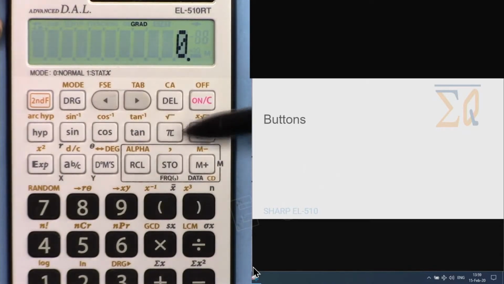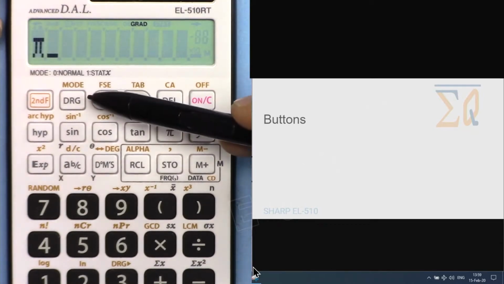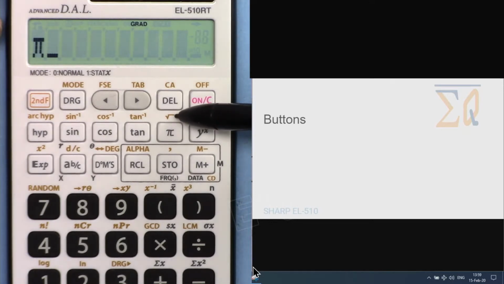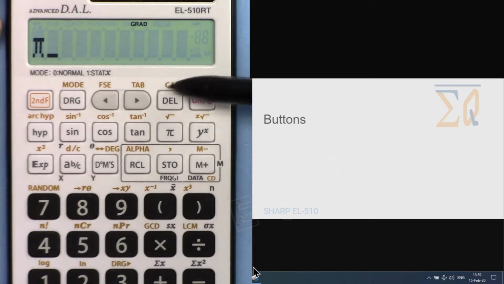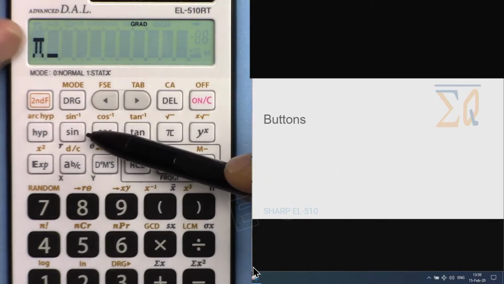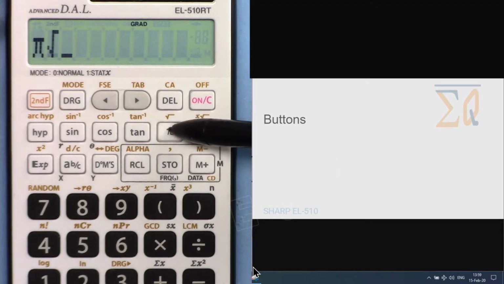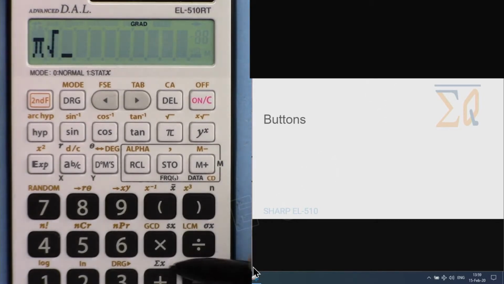And when you want, for example, to print pi, we will press this and it will print the pi on the screen. And if you want to print this square root, because this is golden color, all of these golden color values will be accessed using the second function. So you press the second function and this button, and it should display the square root. Some of the buttons have 3 values.